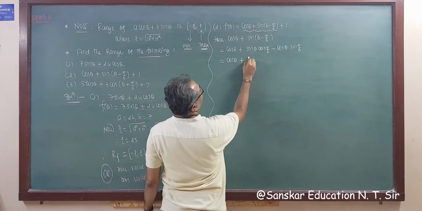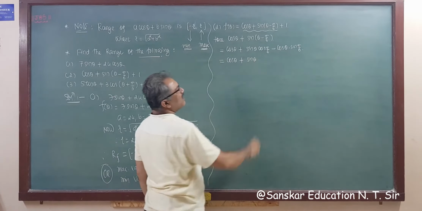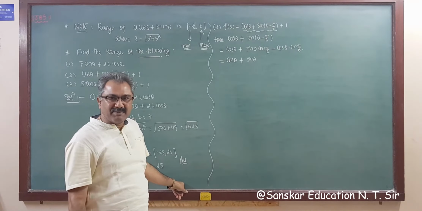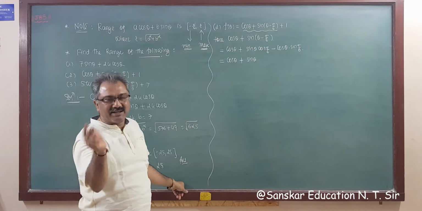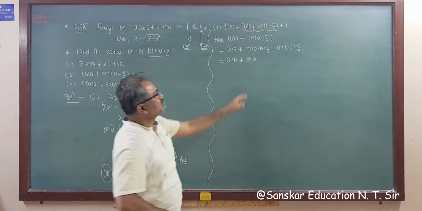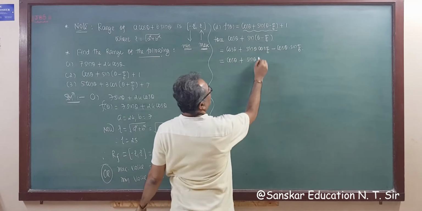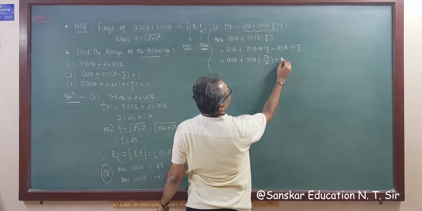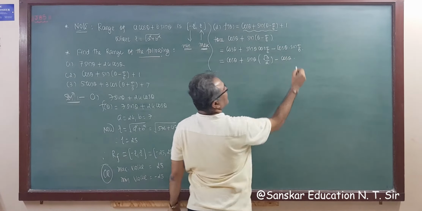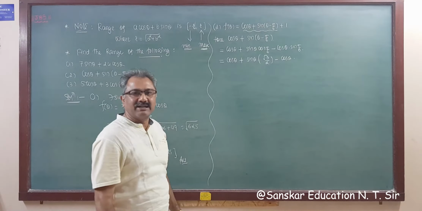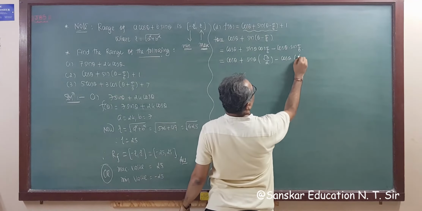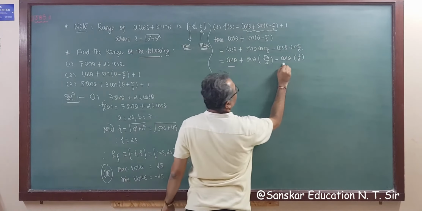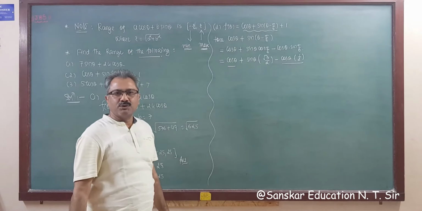plus sin theta cos pi by 6, that is cos 30. Pi by 6 means 30, that you know, right? So cos 30 is root 3 by 2, so cos pi by 6 value is root 3 by 2, minus cos theta sin pi by 6, that is sin 30, and the value of sin 30 is 1 upon 2, right? So this is cos theta, this is cos theta into half.